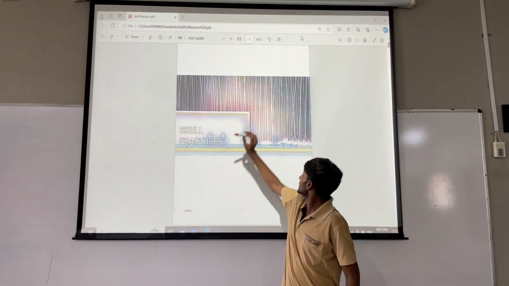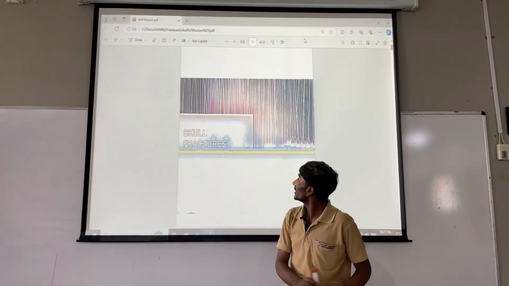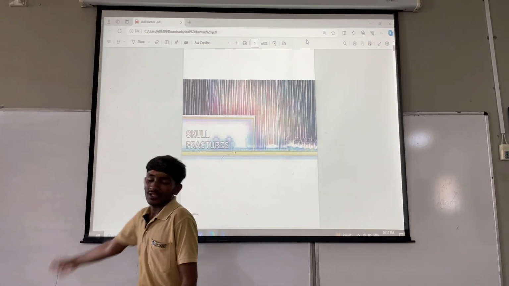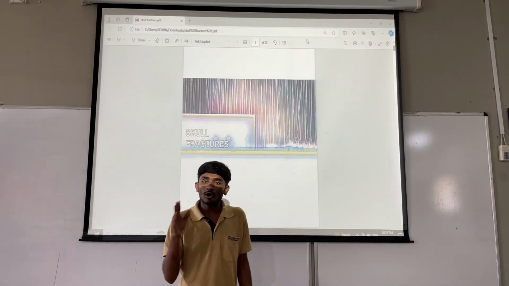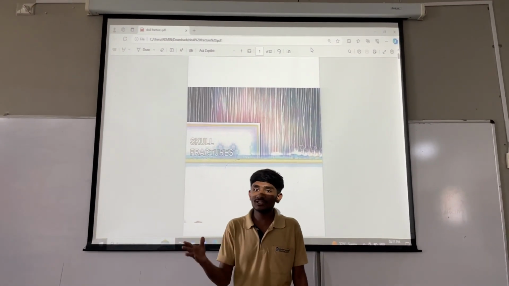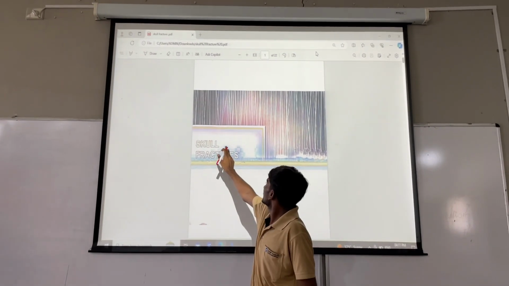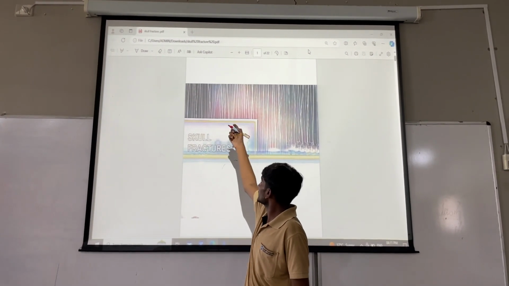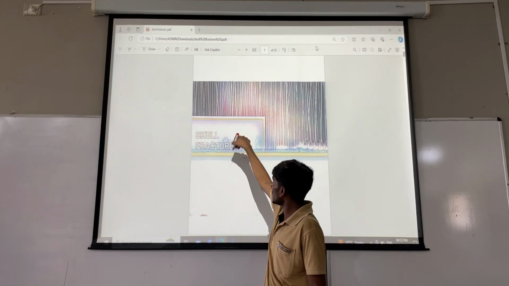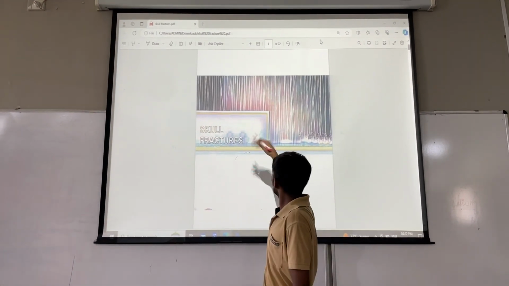Skull fracture is the topic of surgery. First, what is a fracture? Any discontinuity of the bone is known as a fracture. A discontinuity of the skull bone is known as a skull fracture.